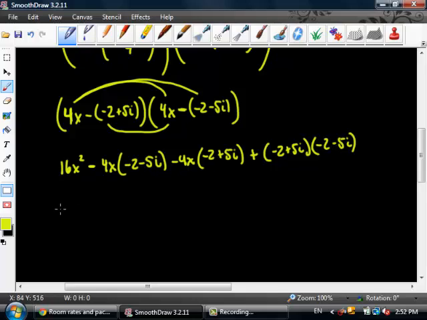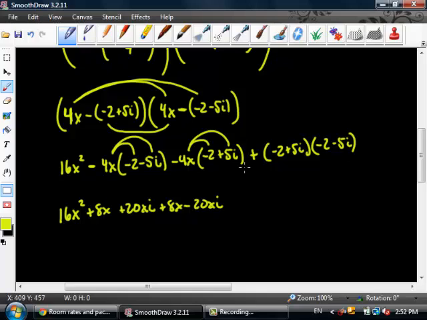So let's go ahead and clean this up. 16x squared, nothing messes with that. Negative 4x times negative 2 is positive 8x, positive 20xi, positive 8x, negative 20xi, and this is 4, it's a conjugate, so I only need to multiply the inner and the outer, minus 25i squared. Hey, what's i squared again? Negative 1. So negative 25 times negative 1 is positive 25, so that's plus 29.